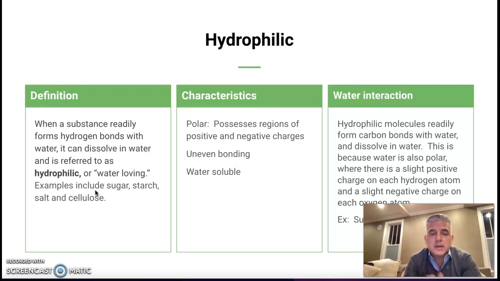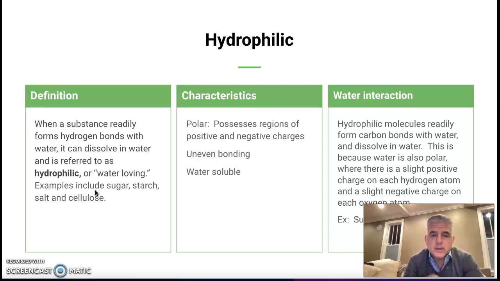Some of the characteristics that I'll tell you about for water-loving molecules, I think most importantly, they possess regions of both positive and negative charges. This means that they are polar at the atomic level. Another way of saying this is it's uneven chemical bonding that they have. And as I mentioned earlier, they are water soluble or they easily dissolve in water. And these hydrophilic molecules readily form bonds with water and therefore, as I mentioned, dissolve easily in water.